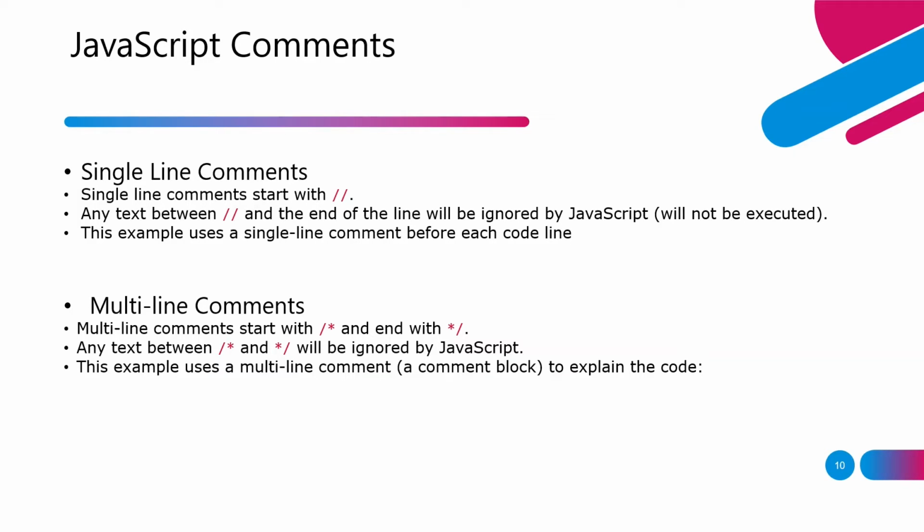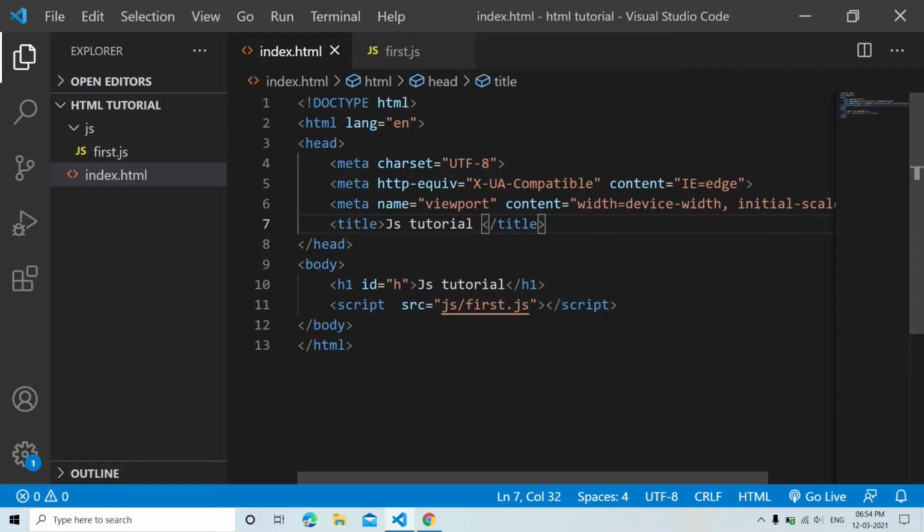Multi-line comments. Multi-line comments start with slash and star and end with star and slash. Any text between them will be ignored by JavaScript. This example uses a multi-line comment to explain the code.